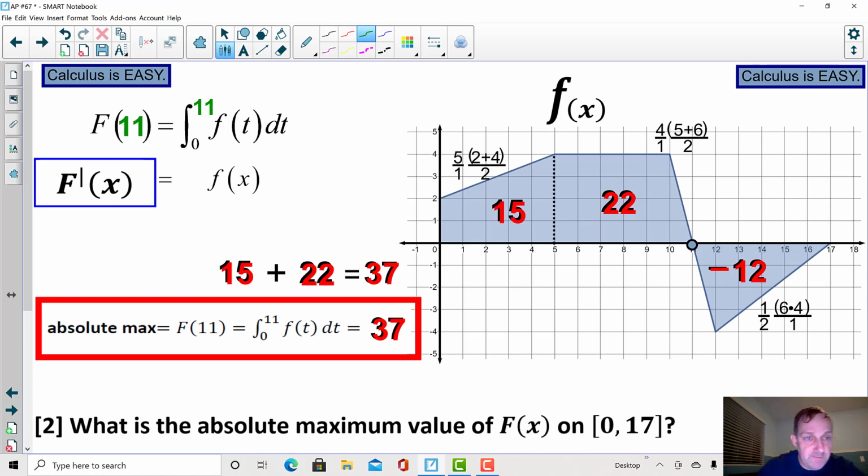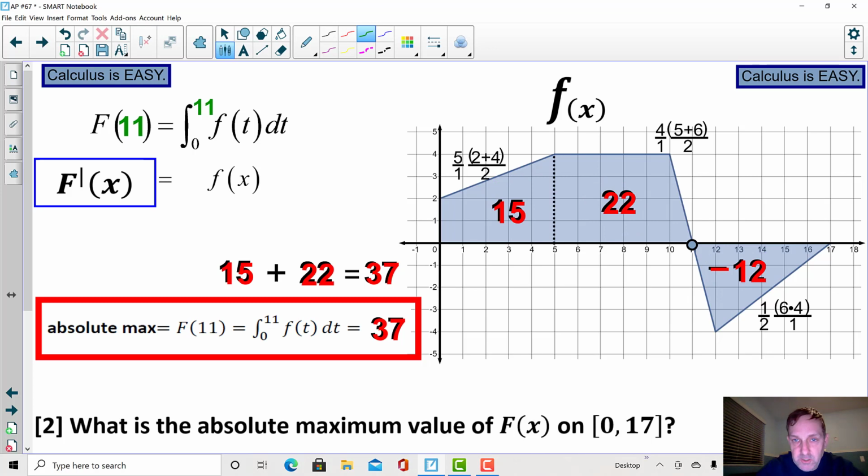And now we have that F of 11 is equal to the integral from 0 to 11 of this function right here. Now, we can think of the integral from 0 to 11 as the area under the curve from x equals 0 to x equals 11. When you're above the x-axis, you get positive. When you're below the x-axis, you get negative. And that's why I wrote negative 12 here. But let's figure out, where am I getting these numbers from? How do I figure out that that's 15 and this is 22 and this is negative 12?